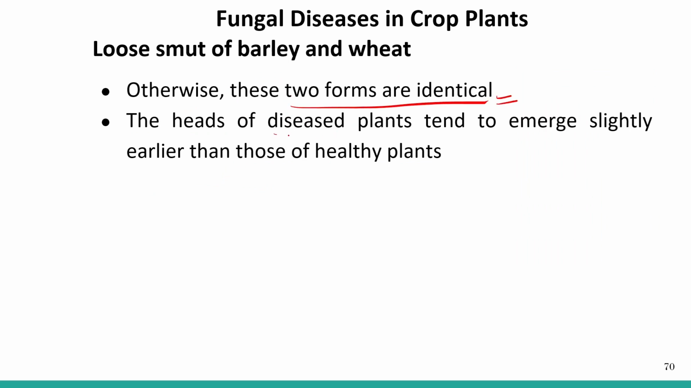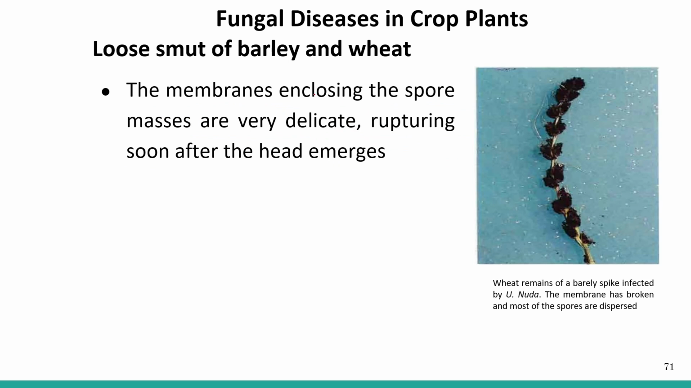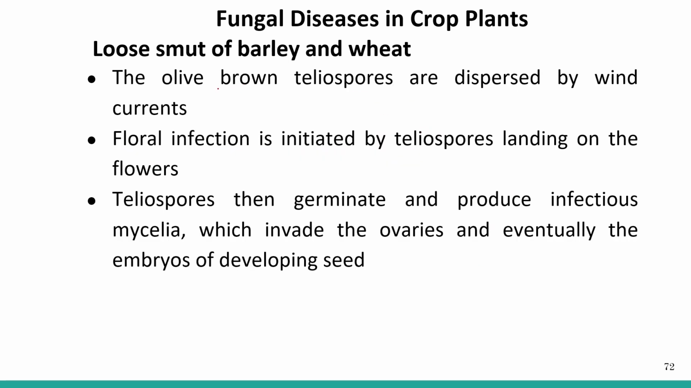The heads of the diseased plants tend to emerge slightly earlier than those of healthy plants. Head means the floral part, which emerges slightly early compared with healthy plants. The membranes enclosing the spore masses are very delicate, rupturing soon after the head emerges. So when the head emerges, the membrane ruptures and the spores come out. The spores are exposed. The olive-brown teliospores are dispersed by wind currents.